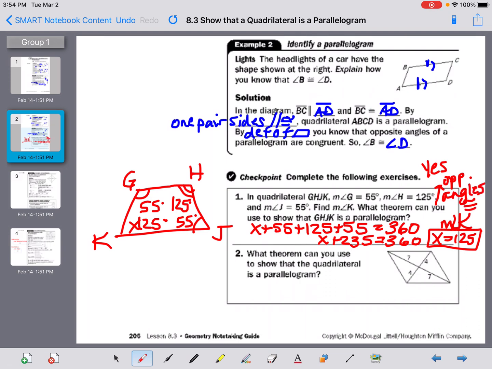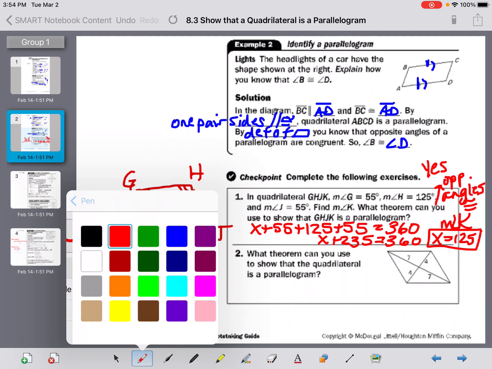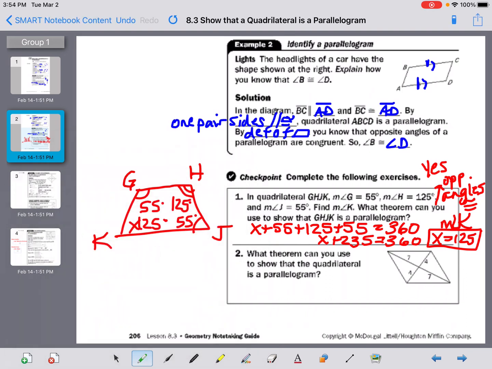All right, for number 2 here, what theorem can you use to show that the quadrilateral is a parallelogram? Well, again, we're not going to write down a theorem number. We're going to just say the rule. So I'm going to look and say, well, those two are equal, and these two are equal. So I would say the reason is diagonals bisect each other.